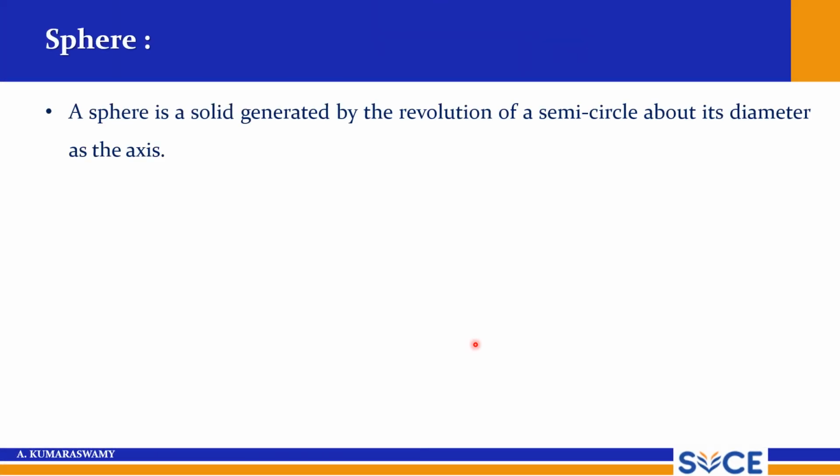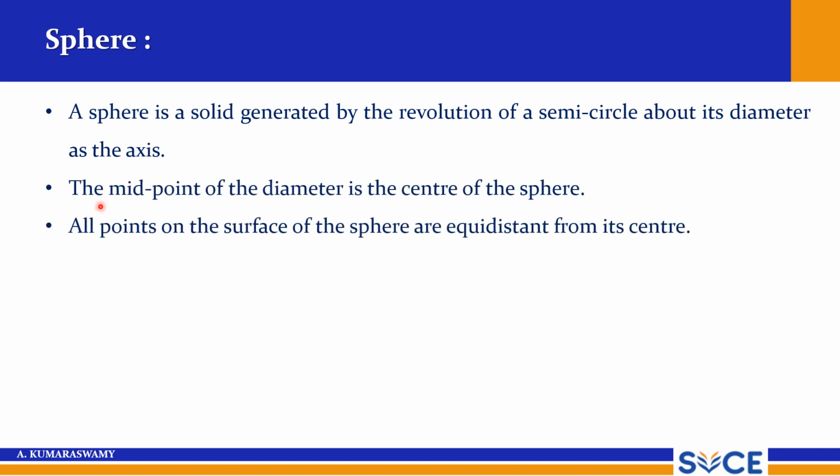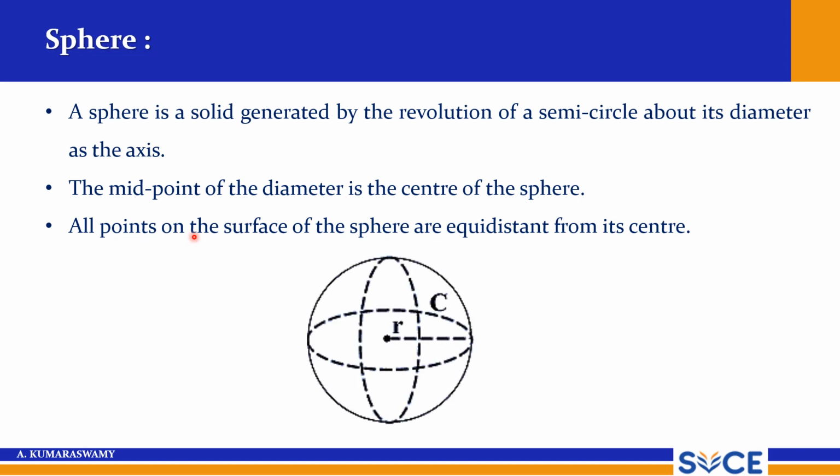And a sphere is a solid generated by the revolution of a semicircle about its diameter as the axis. So it is also a solid of revolution. The midpoint of the diameter is the center of the sphere. All points on the surface of the sphere are at equidistance from its center. And this is the sphere. Obviously sphere is not required for your syllabus. Whatever view you see the sphere, whatever may be the view, it will be a circle only, a circular view.